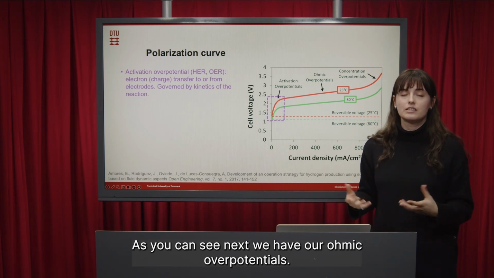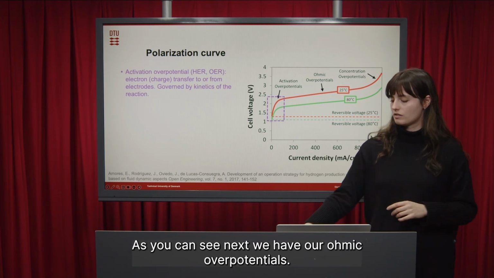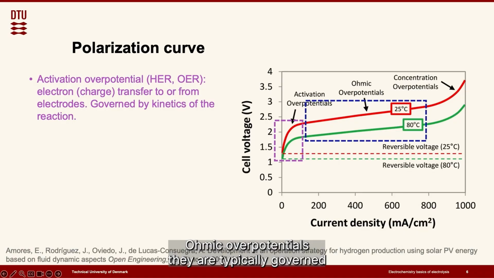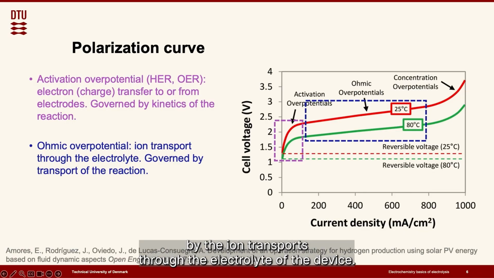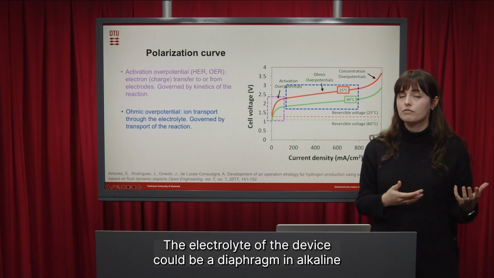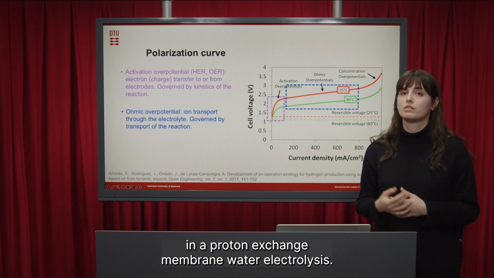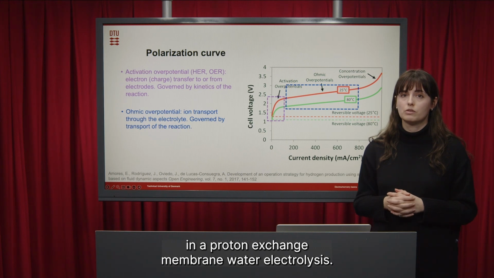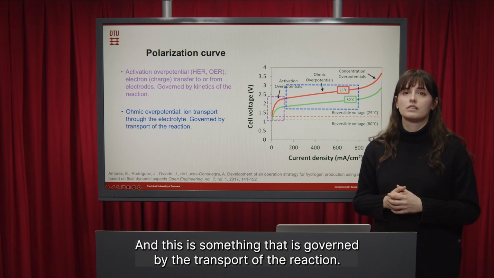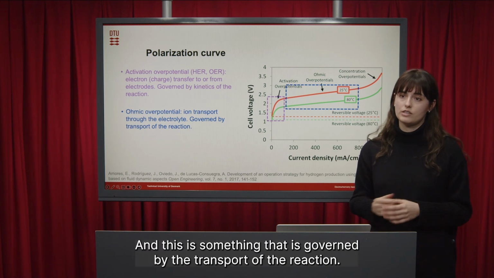As you can see next, we have our ohmic overpotentials. Ohmic overpotentials are typically governed by the ion transport through the electrolyte of the device. The electrolyte of the device could be a diaphragm in alkaline water electrolysis, or it could be a membrane, for example, in proton exchange membrane water electrolysis. And this is something that is governed by the transport of the reaction.